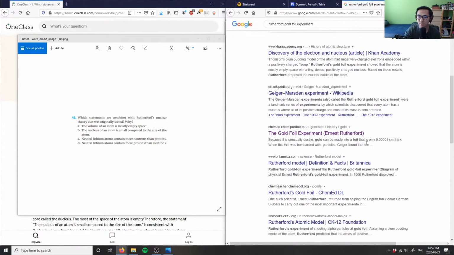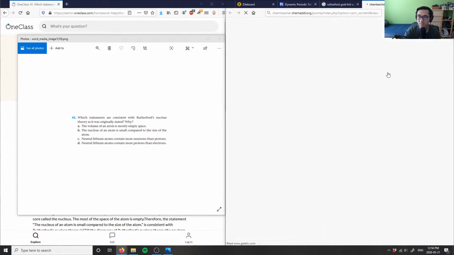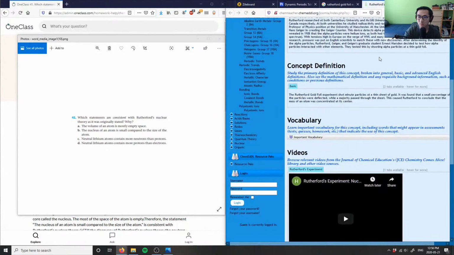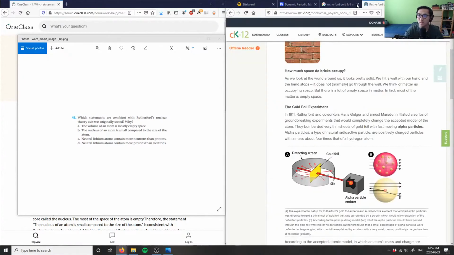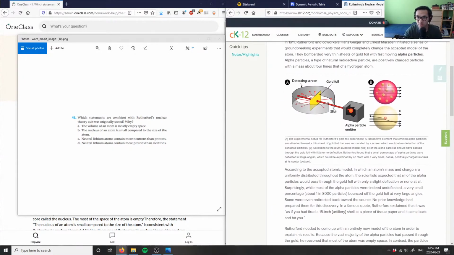No, that's not a very good diagram. This one? Nope. Let me see this one here. I kind of like this one. This one's actually pretty clear. So it says here, I have some type of screen, and I have an alpha particle emitter. It's going to shoot out alpha particles onto this gold foil, and we have screens that are surrounding this gold foil.